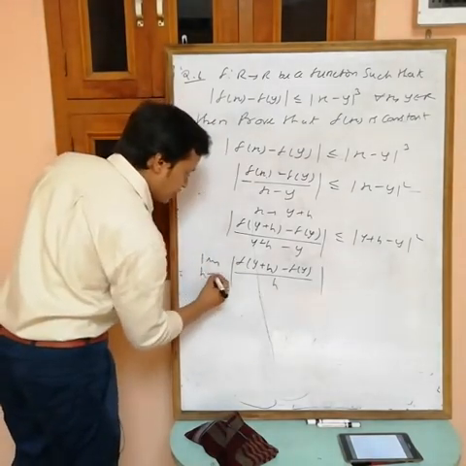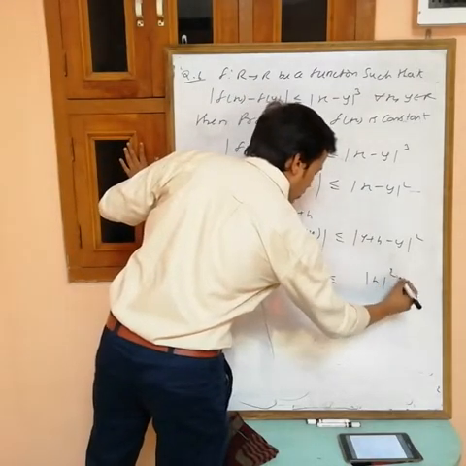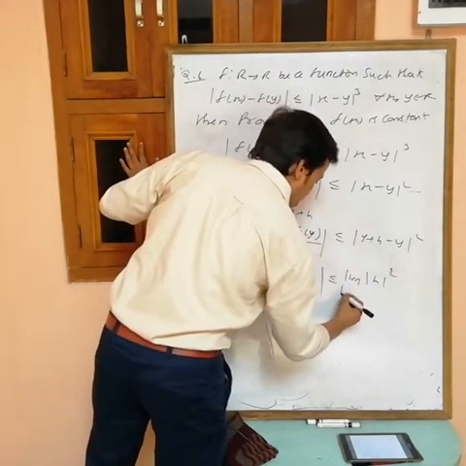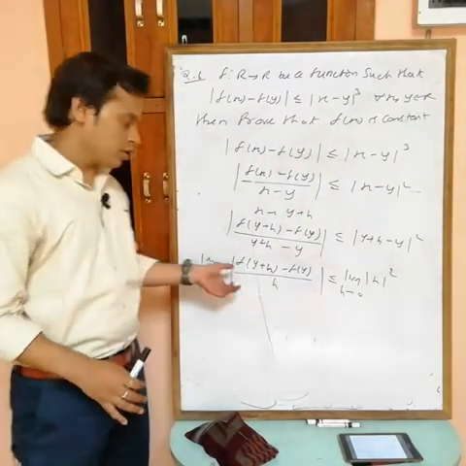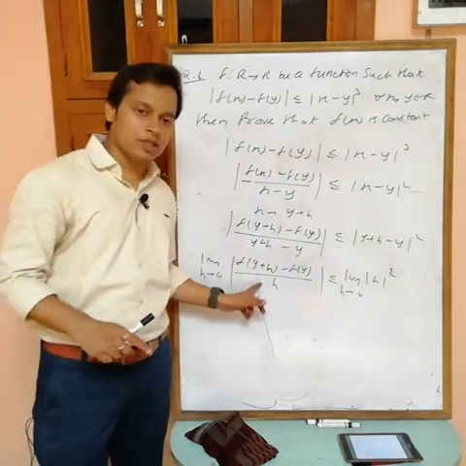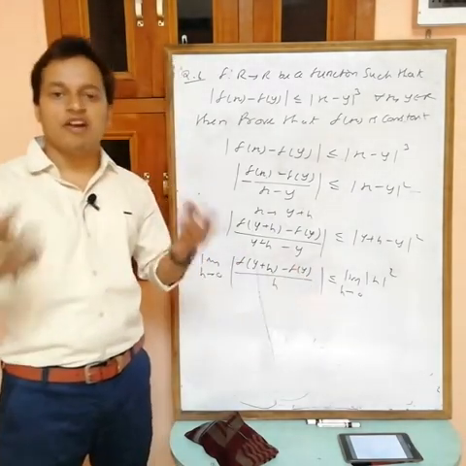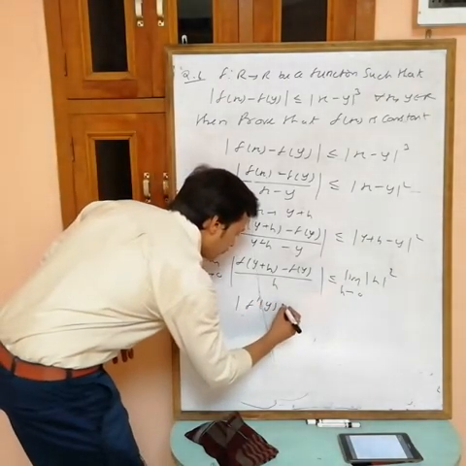Limit h tending to 0 on both sides. Here also we have mod of h square. Limit h tending to 0. I can write this limit inside. If you write this limit inside, then this one is limit h tending to 0 of f(y plus h) minus f(y) by h, which is f dash y. So mod of f dash y.